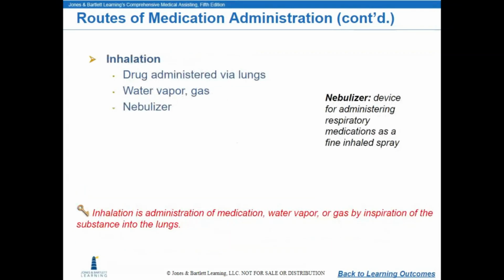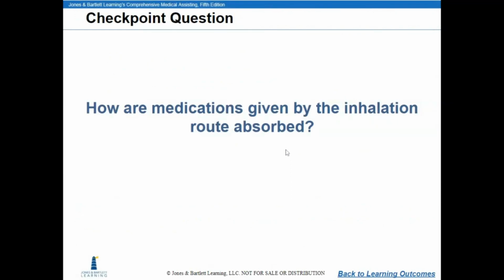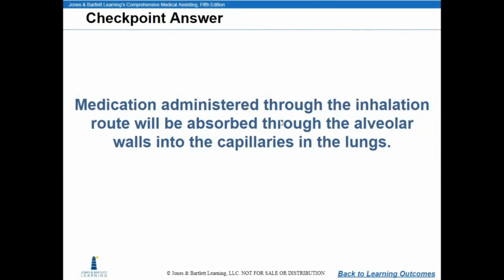Inhalation. The drug is administered via the lungs. Okay, now you may have to give your patient a nebulizer treatment, right? Some patients actually have nebulizers at home where they have to give themselves treatment. So it's administered through the lungs. How are medications given by the inhalation route absorbed? Medication administered through the inhalation route will be absorbed through the alveolar walls into the capillaries in the lungs.